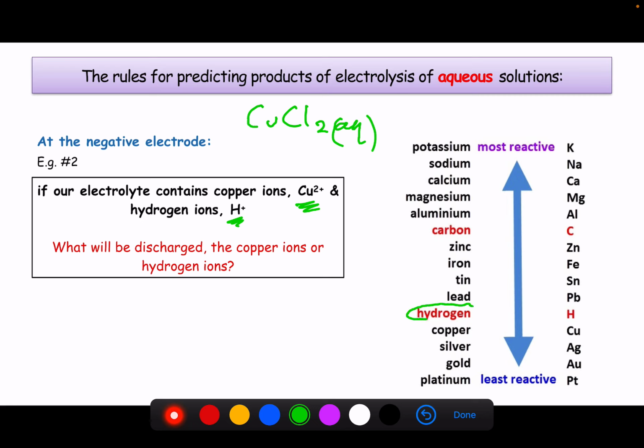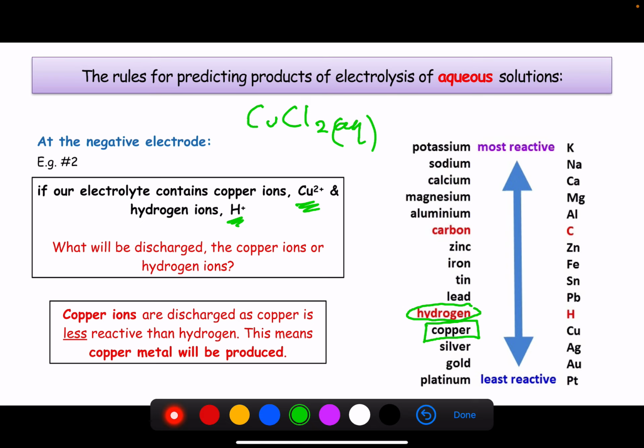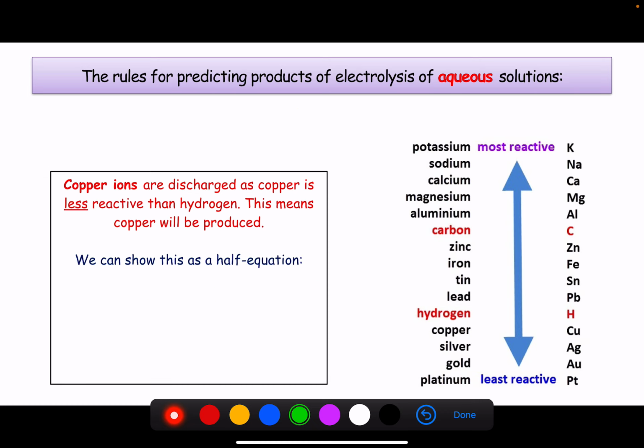Well, here's hydrogen. Copper's below hydrogen. Therefore, copper is less reactive. So using our rule, that means copper ions will be discharged. That means copper metal will be produced. Okay, and once more, we can show that as a half equation.